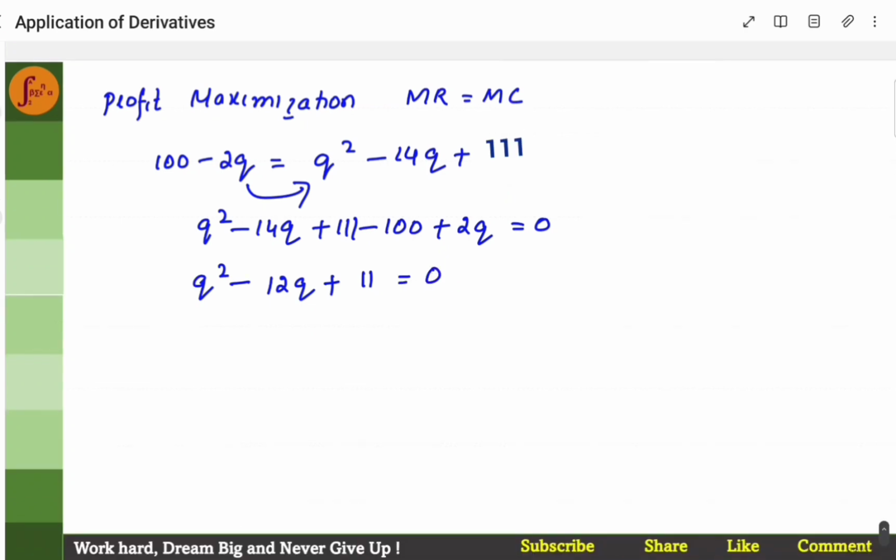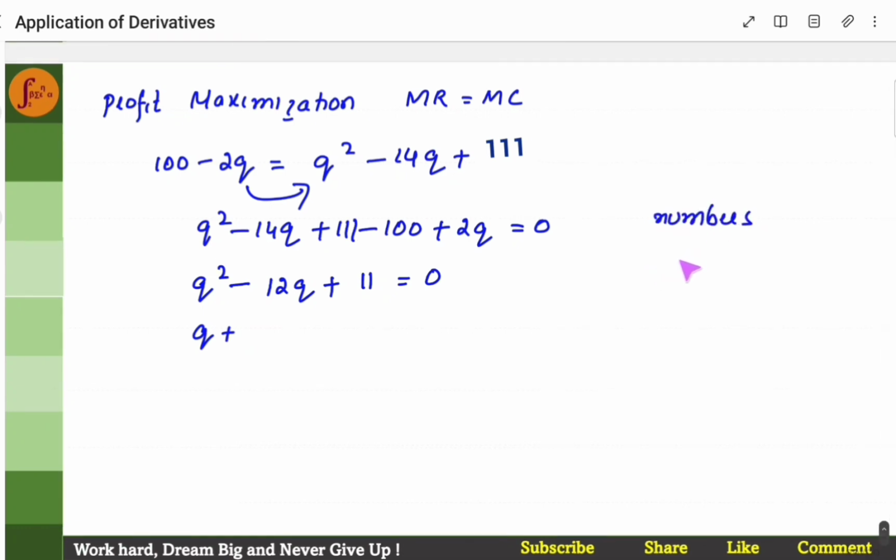So if I factorize this, I need two numbers. 11 into 1 is 11, and 11 plus 1 is 12. But I need to get minus 12, so I'll have to put both as minus. Minus 11 into minus 1 is plus 11, and minus 11 minus 1 is minus 12. So the numbers are minus 11 and minus 1, and it's going to be Q minus 11, Q minus 1.